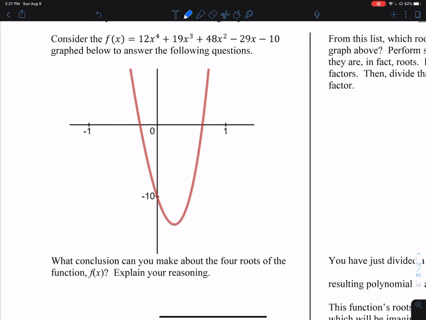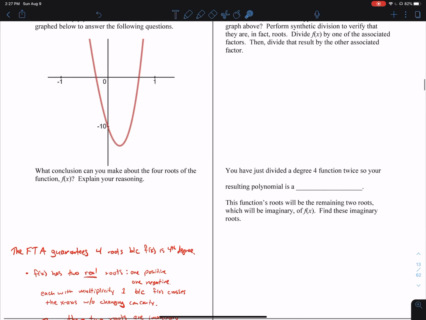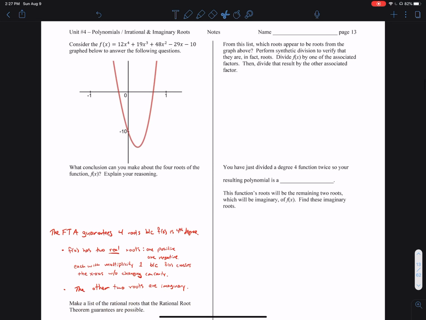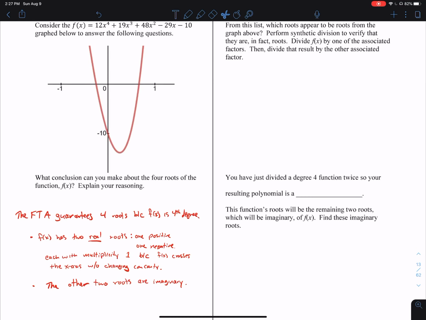Consider the function f of x. What conclusions can you make about the four roots of the function? Explain your reasoning. Well, we can clearly see this is a fourth degree polynomial. So the fundamental theorem of algebra guarantees there are four roots because this is a fourth degree. F of x has two real roots, one positive, one negative. The graph clearly shows that. Each one of those has a multiplicity of 1 because the graph crosses the x-axis and does not change concavity. That means the other two roots, the ones that we don't see, have to be imaginary.